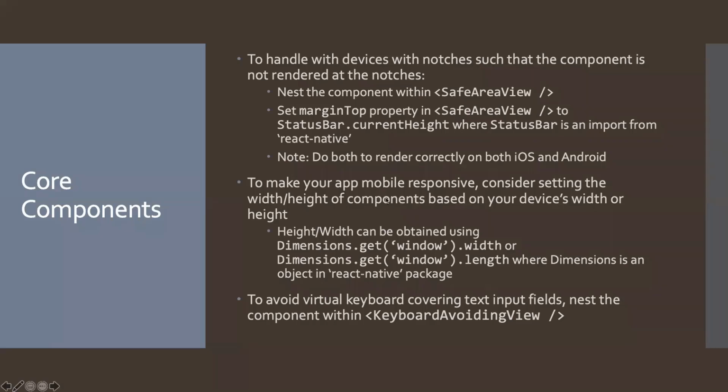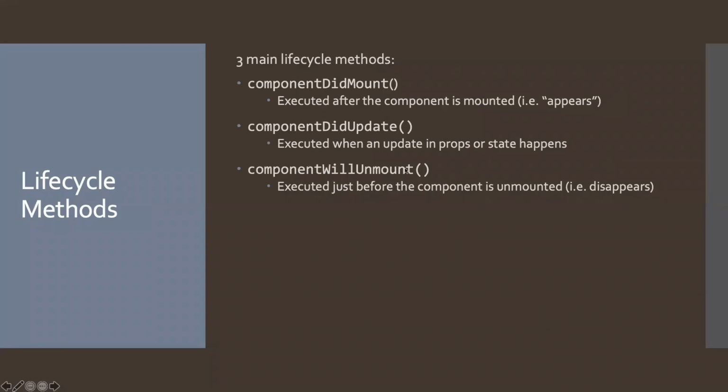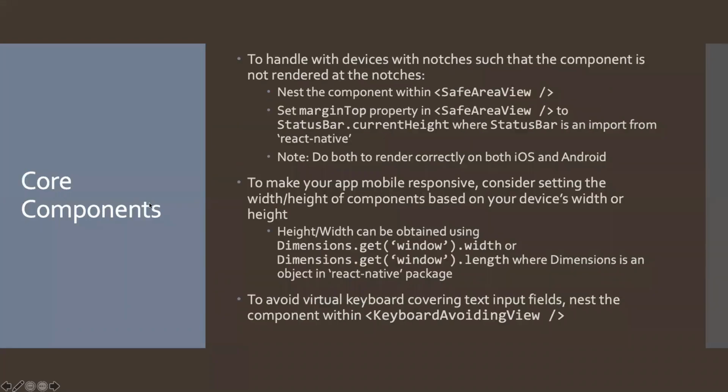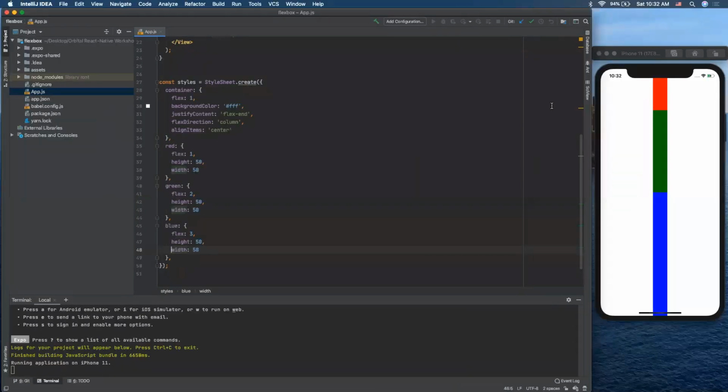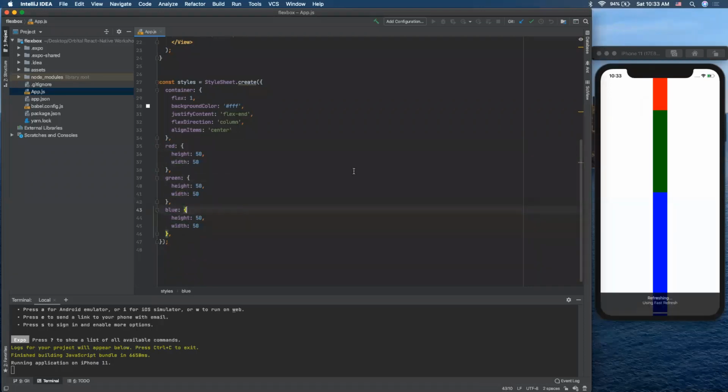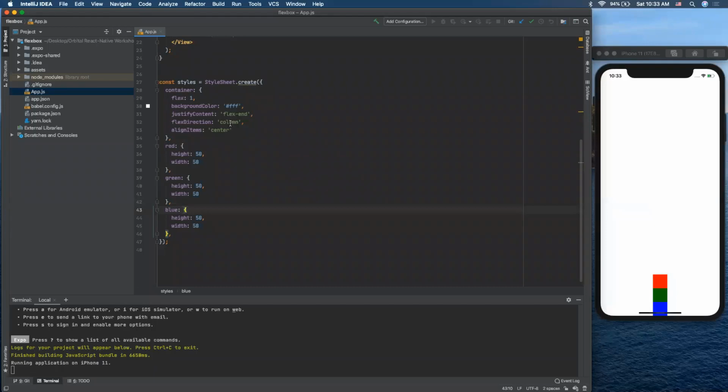Okay, so I will do a quick demo on this again. So for instance, let me go back to my initial setup, right? Okay, so you will notice here that in this case, my red block is actually being rendered into the notch of the device as well, right?